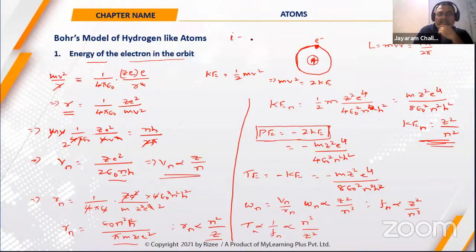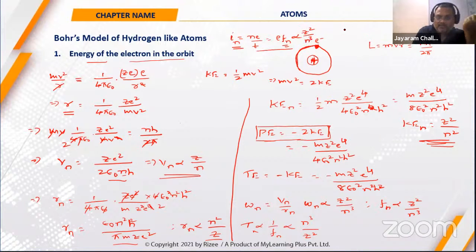Current I is equal to, the general formula, Ne by T, the number of charges. Let the number of charges be one electron, and 1 by T can be written as the time period, or you can go for the frequency. So the current in the nth orbit is proportional to the frequency, so the current will also be proportional to Z squared by n cube.